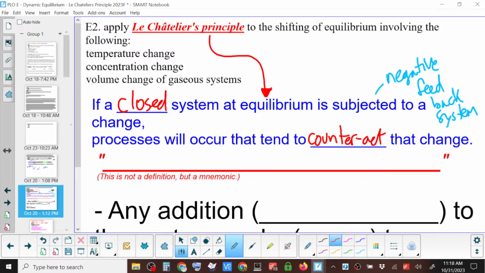Equilibrium in chemistry is a natural negative feedback system. If we increase one side, it'll shift to the other side and try and use it up. This is not the definition, but this is how I almost always define it, because this is what happens. Whatever we do, nature tries to undo.